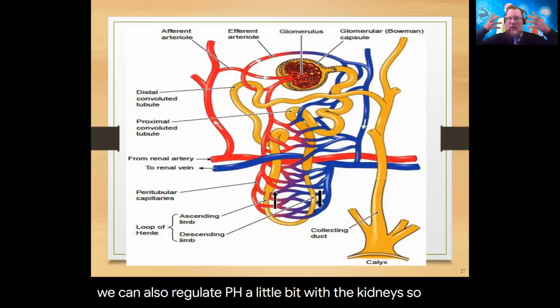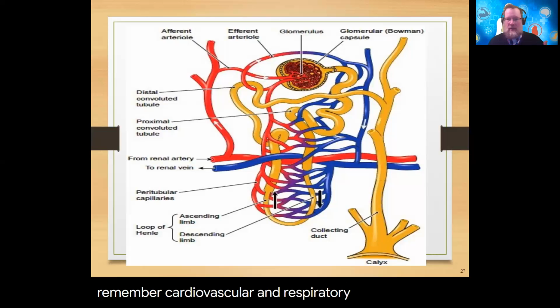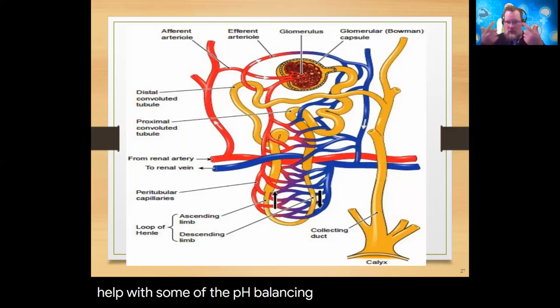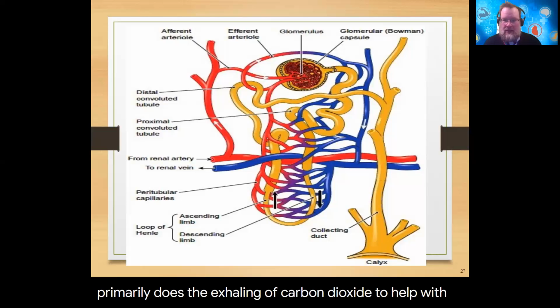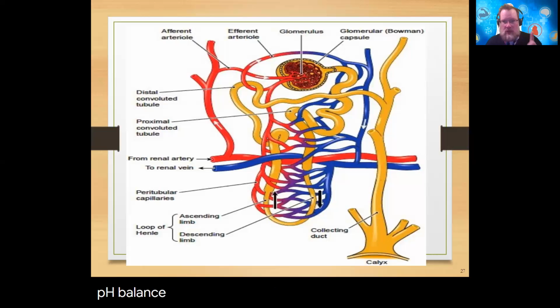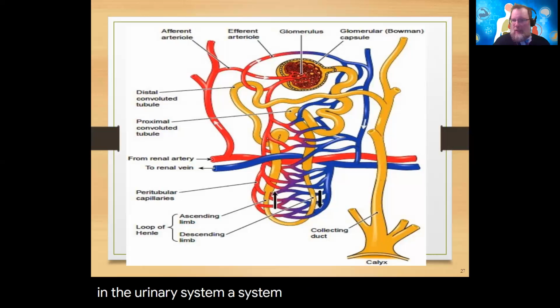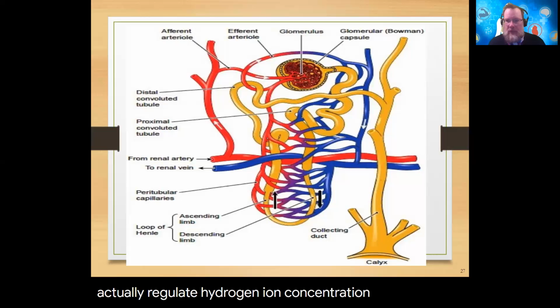We can also regulate pH a little bit with the kidneys. So remember, cardiovascular and respiratory, keep blood moving, keep oxygen, carbon dioxide going. Kidneys are going to help with some of the filtration, some of the cleansing and cleaning of the blood, but we're also going to help with some of the pH balancing. Remember, respiratory primarily does the exhaling of carbon dioxide to help with pH balance. Okay. Respiratory, number one for pH balance. Kidneys and the urinary system assist. Okay. So they're kind of the secondary helper, the assistant for pH balance, and they actually regulate hydrogen ion concentration.